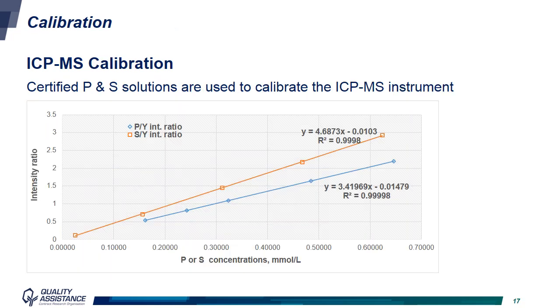Here is the ICP-MS calibration using phosphorus and sulfur solution. You can see that we have very good linearity with coefficient of determination greater than 0.999.